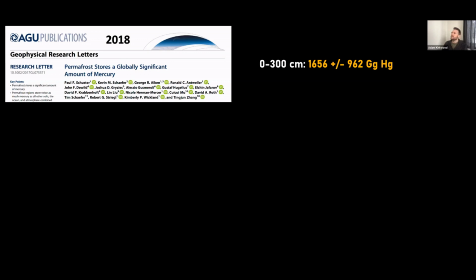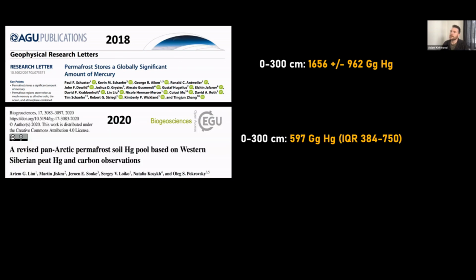This first paper estimates that in the top 3 meters of the soil profile in the circumpolar north, there's about 1,656 gigagrams of mercury. And for reference, a gigagram is 1 million kilograms. Later in 2020, Lim et al. decided to revisit this estimation and said that in the top 3 meters, there's actually only 597 gigagrams of mercury. So this is quite the discrepancy from the previous estimate.